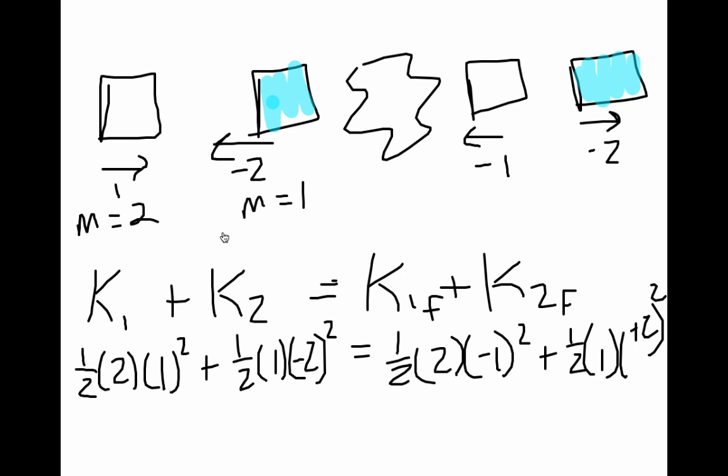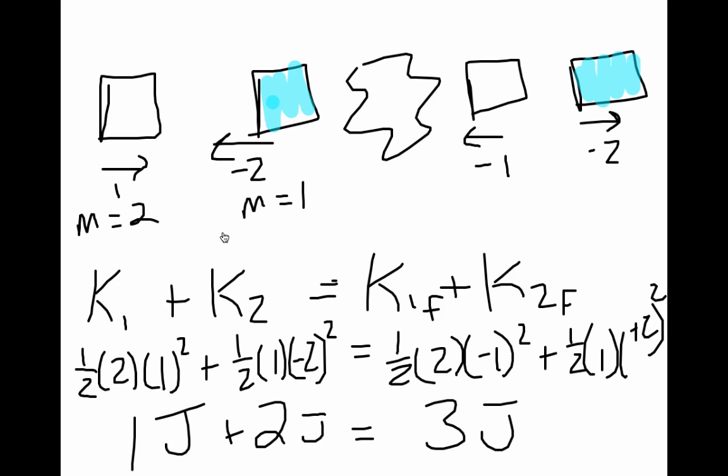If I do the first one, 1 squared is 1 times 2 is 2, half of 2 is 1. So there's 1 joule of kinetic energy in the orange cart. In the other cart, that's -2 squared, which gives you 4. Half of 4 is 2. So I've got 3 joules. So I've got 3 total joules of kinetic energy before the collision. If you look at the math afterwards and you add those up, I'm going to get 3 joules of kinetic energy after the collision. Since the energies are the same, it is an elastic collision.